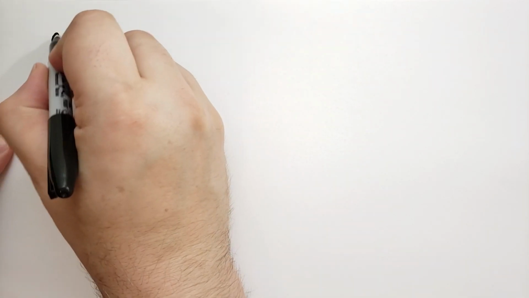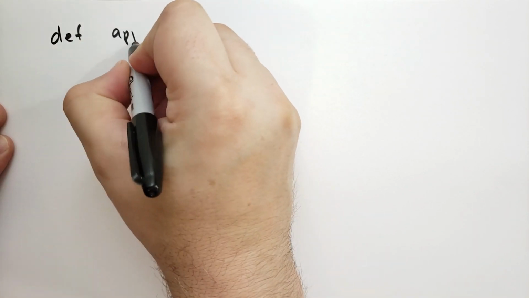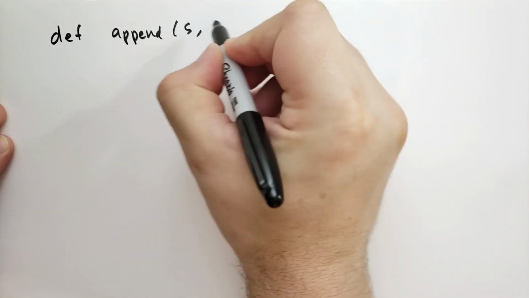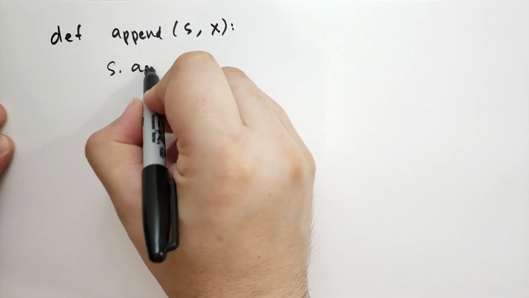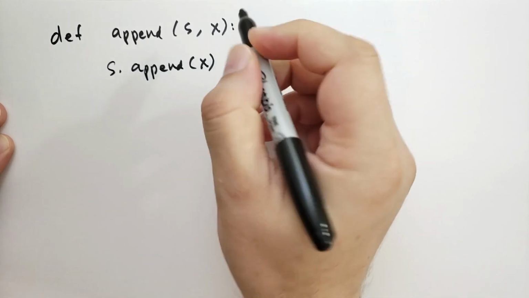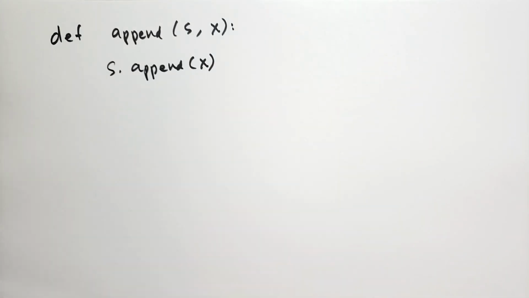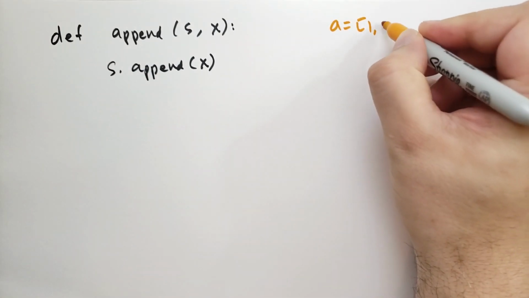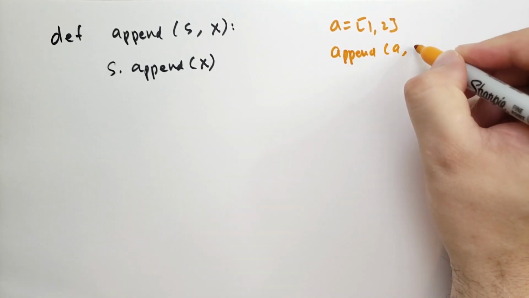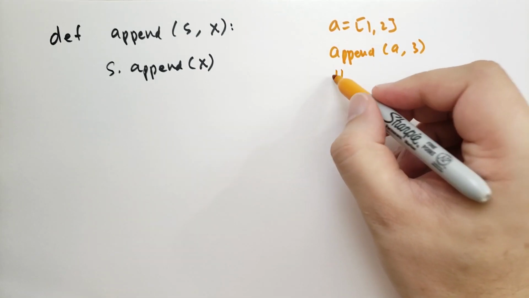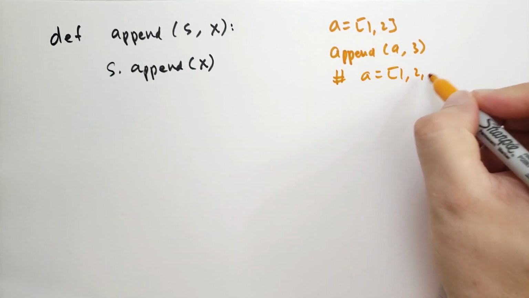Let's talk about some subtle things that happen when you call a function with a mutable object. As an example, I'm going to write a very trivial function called append that takes a sequence and adds the element x to the end of it. So it's just going to call the method append with x. When we call this, if we had a is equal to 1, 2, and then we call append, the function we just wrote, on a, 3, then a is now equal to 1, 2, 3.